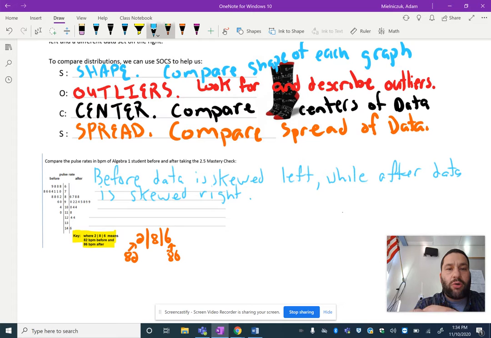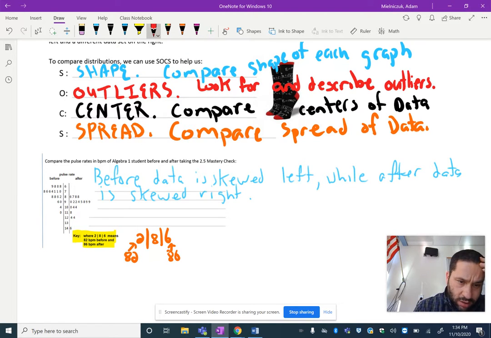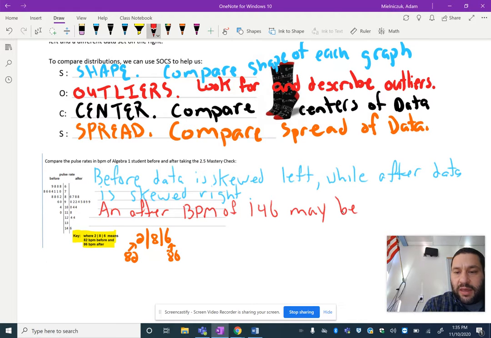Then I would want to look for outliers. So let's take a look. Do we have any outliers? As we look at the data, that 146 seems like it's far enough away from the data on its own. So I'm going to say, and after, what are we talking about? Beats per minute? BPM? And after BPM of 146 may be an outlier. I'm saying maybe because I haven't really shown you a method to definitely say yet.